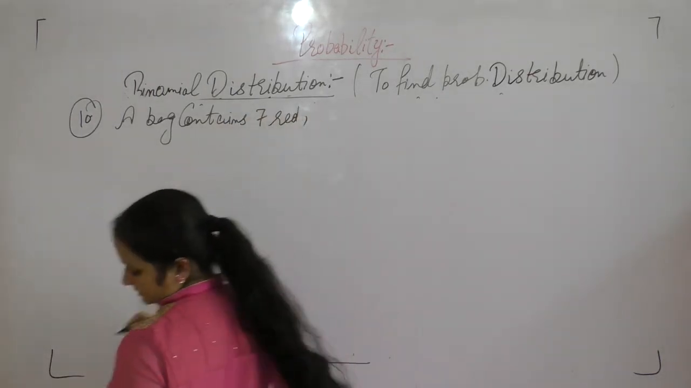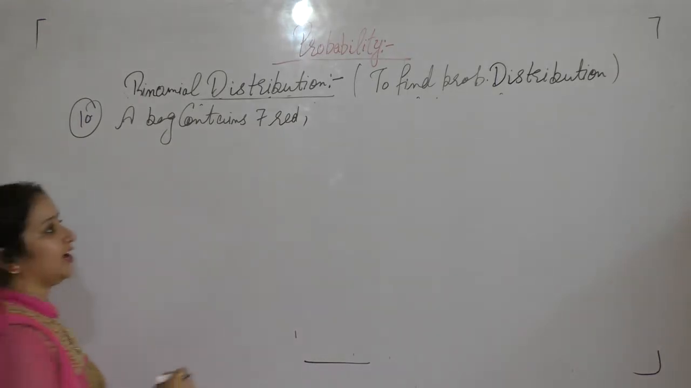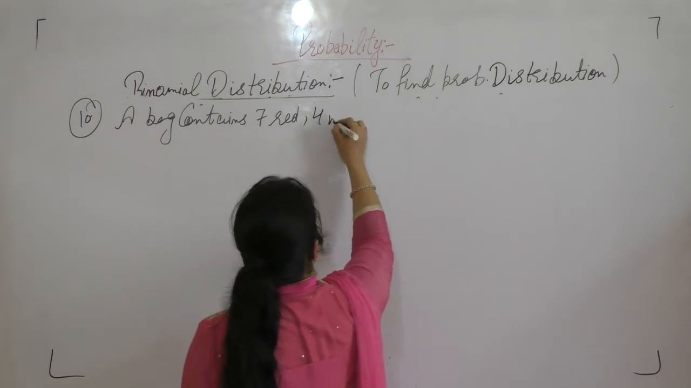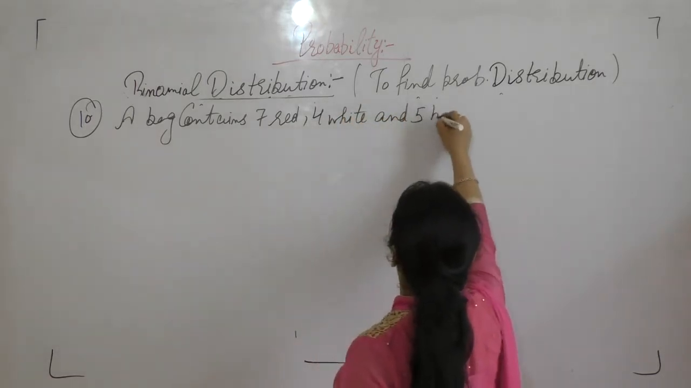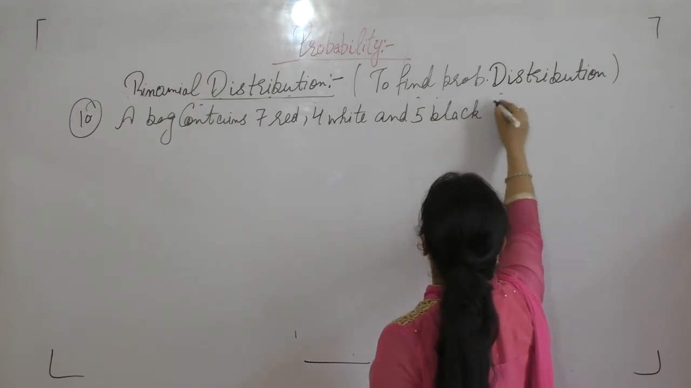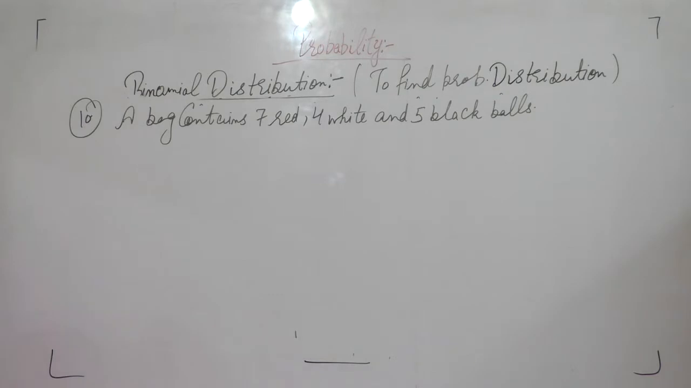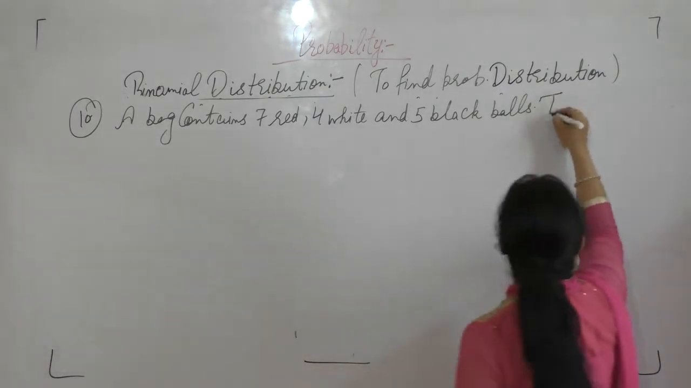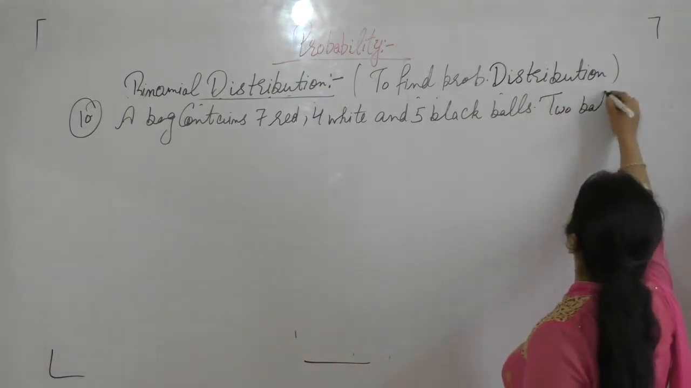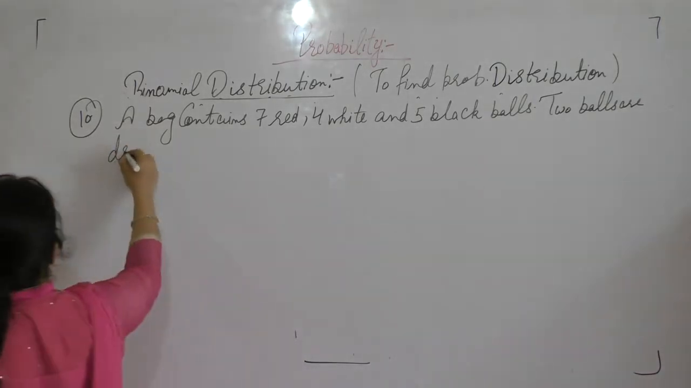A bag contains 7 red, 4 white and 5 black balls. 2 balls are drawn at random.